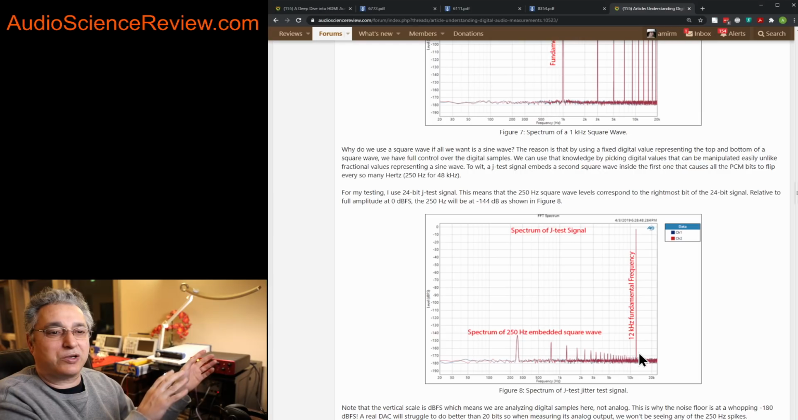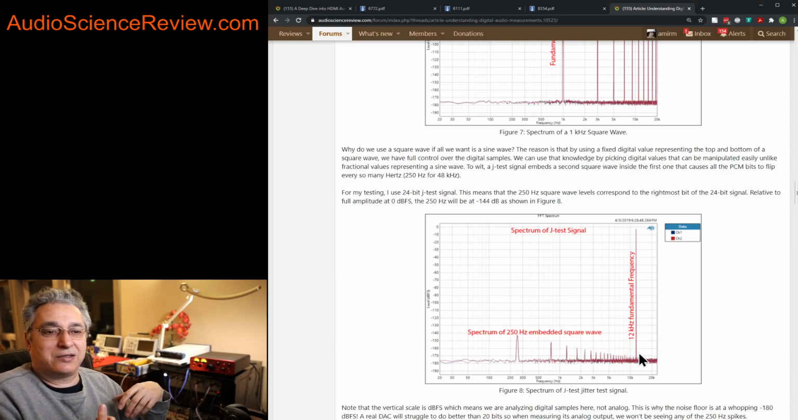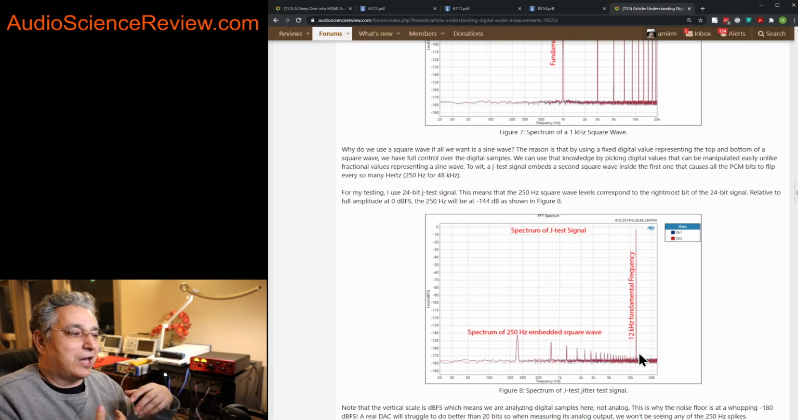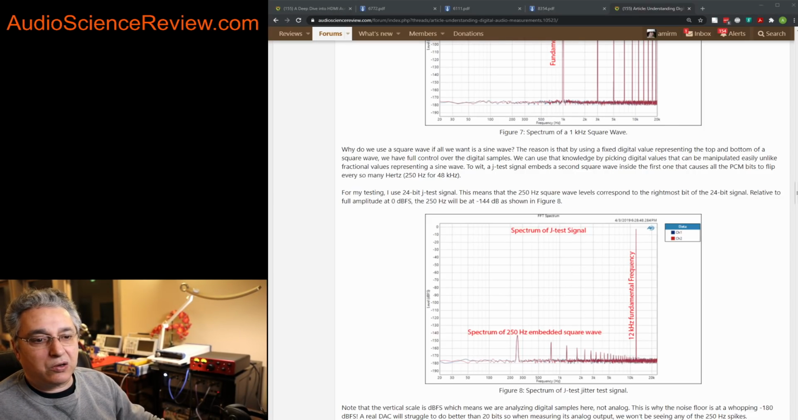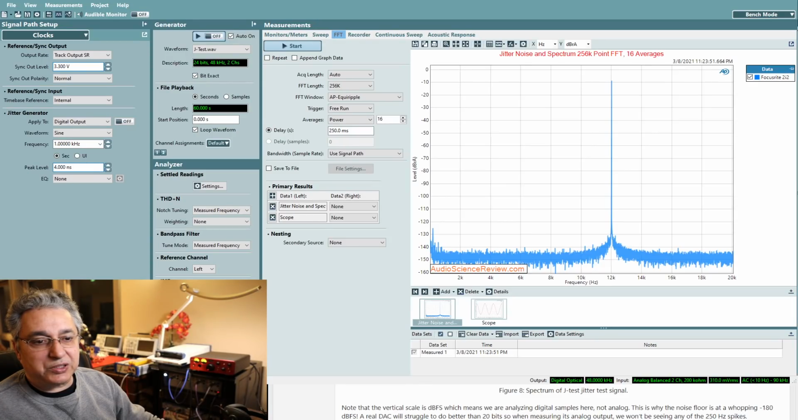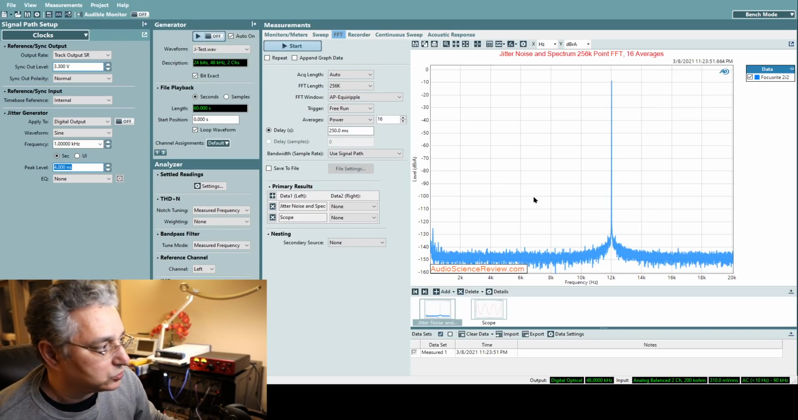They go in a DAC. What comes out of the DAC is actually a sine wave because we don't let all the harmonics come out. And then we capture that analog waveform, and we apply spectrum analysis on it, and we see what that looks like. So let me switch to my Audio Precision analyzer and show you what's going on.